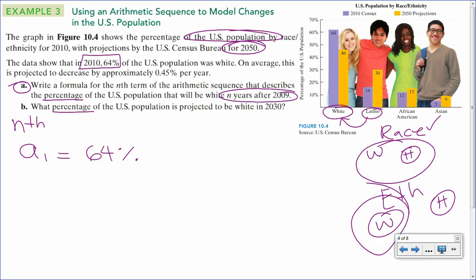Okay. And so our difference, again in percentages, is going to be here, 0.45. But you guys see how it says decrease, right? So that means that our common difference, instead of being positive 0.45, is going to be negative 0.45. Very good.